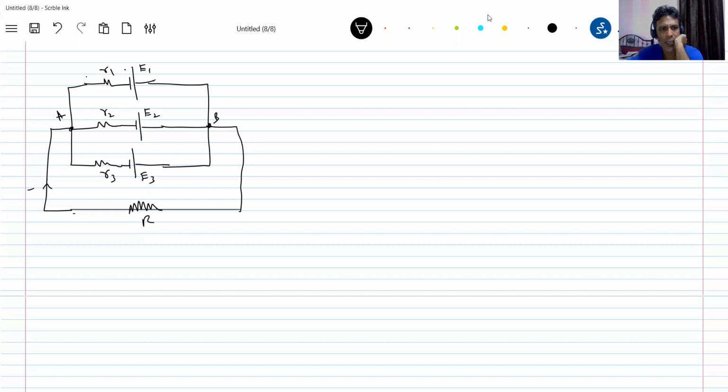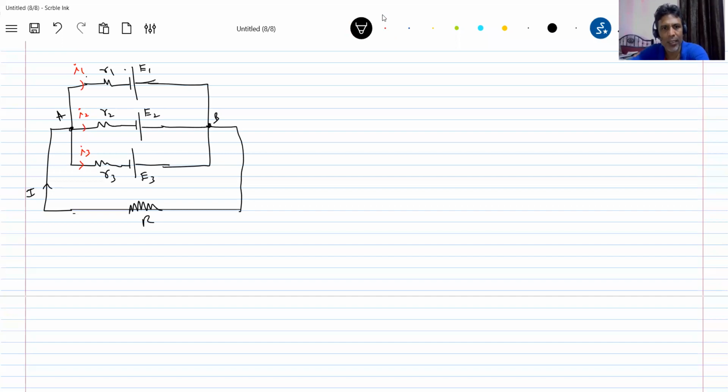So let the current I flow like this. Here the current in each branch, let it be different because the cells are not identical. If the cells were identical, then current in all the branches would have been the same. So what we are trying to do is bring an expression for current I in terms of all the known things: the EMF of each individual cell, its internal resistance and the external resistance.